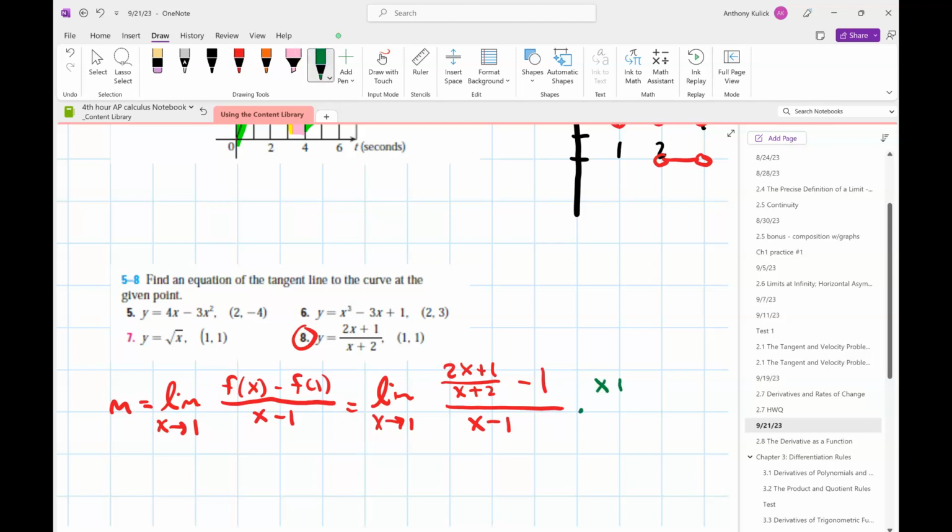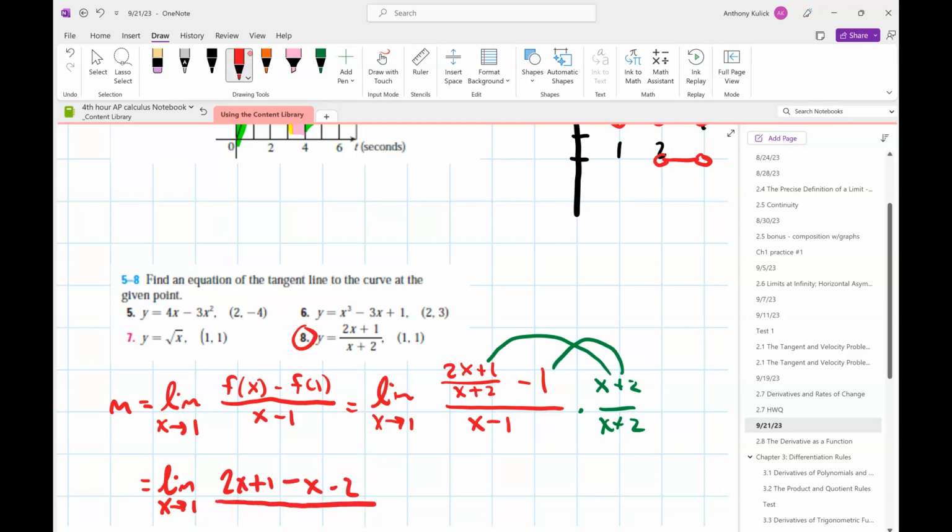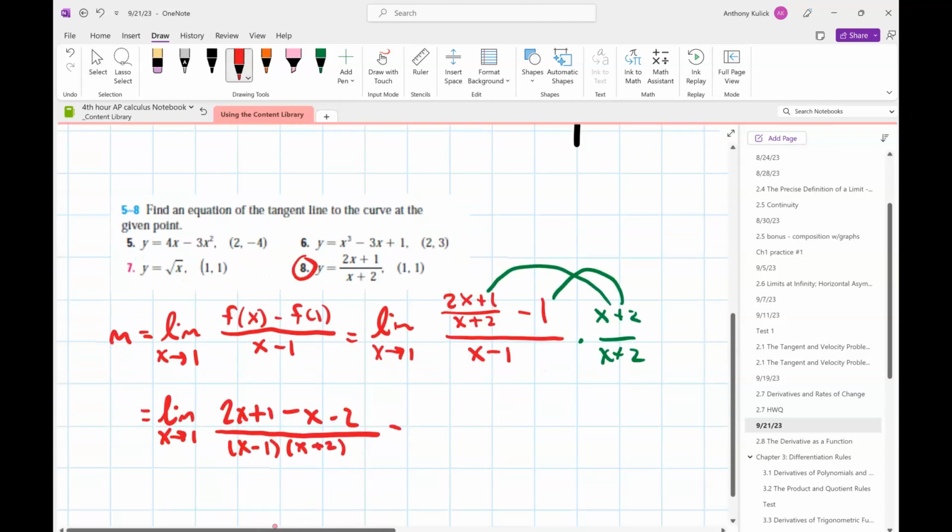Let's clear the complex fraction. I'll multiply the top and bottom by x plus 2. When I multiply it to the first term, the x plus 2's cancel and I'm left with just the numerator. When I multiply it to the other, I distribute the negative 1. The bottom I'm just going to leave as is. When I combine like terms, I get x minus 1 on top.